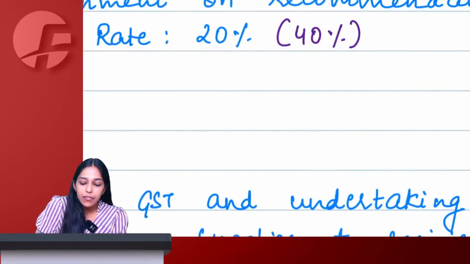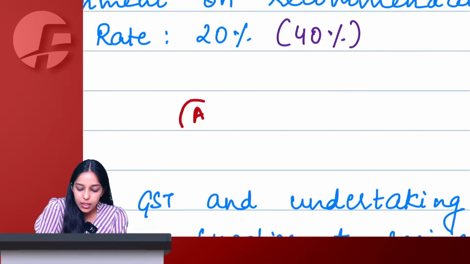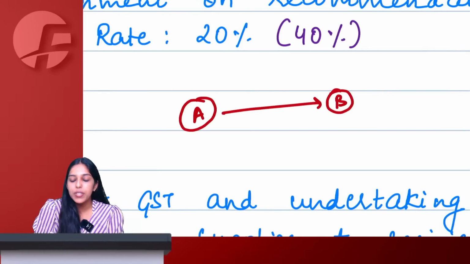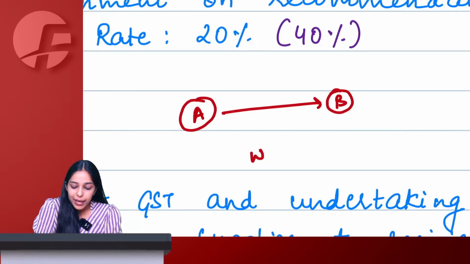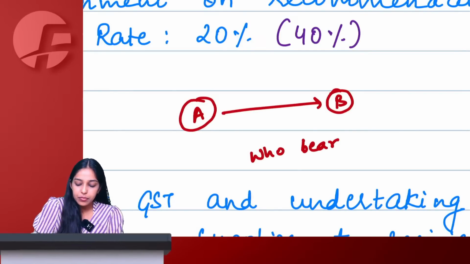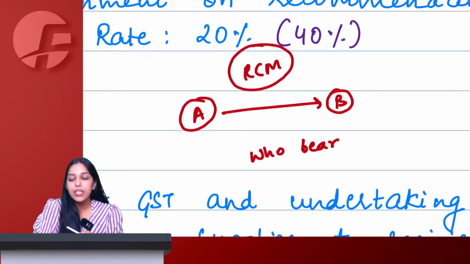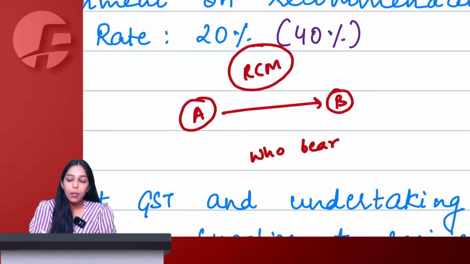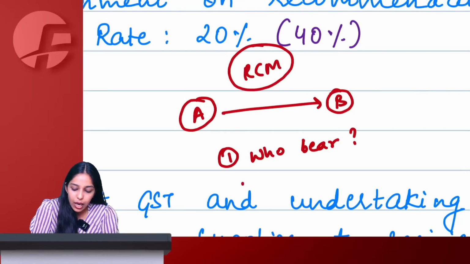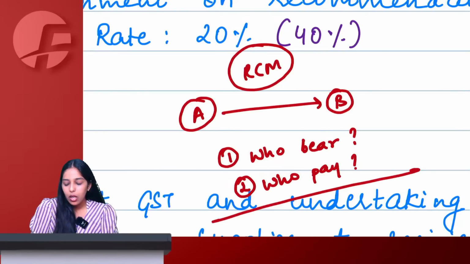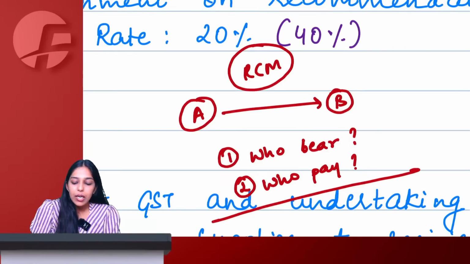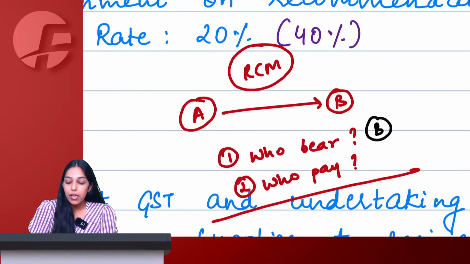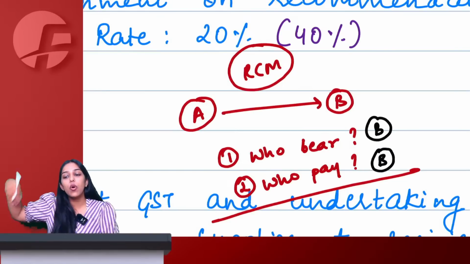Now understand, if Mr. A supplied some services to Mr. B which are taxable under reverse charge mechanism, then who will bear the burden of this tax? I am saying this is a transaction taxable under RCM. Who will bear the burden of the tax? Question number 1. And question number 2: who will pay the tax to government? Who will bear the burden and who will pay the tax to government? Ma'am, very simple. Recipient B will bear the burden and recipient B will itself go and pay to government.